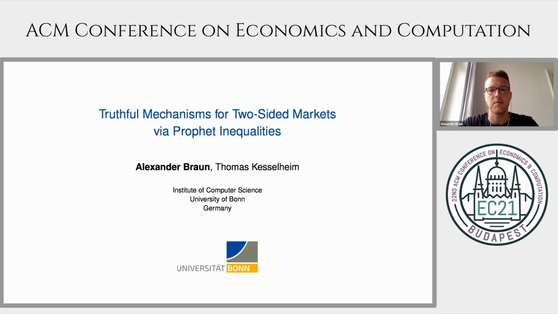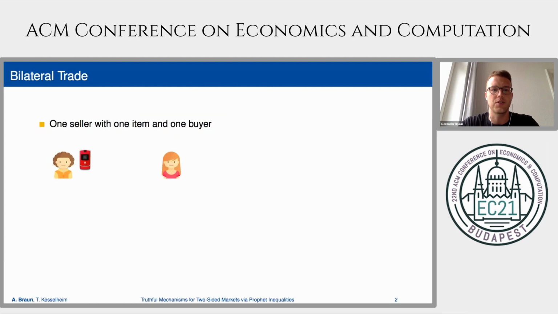In the simplest example, we can consider the case of bilateral trade. That is, there is just one seller equipped with one item and one buyer, and somehow the same question occurs. How do we reallocate the item in order to maximize some objective?